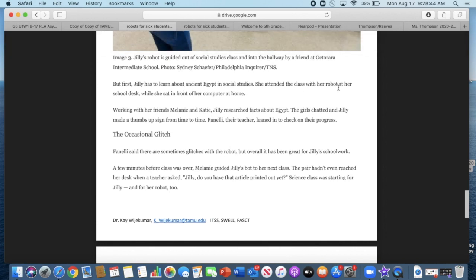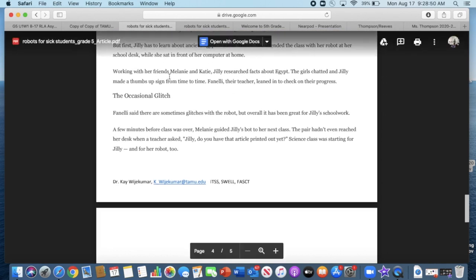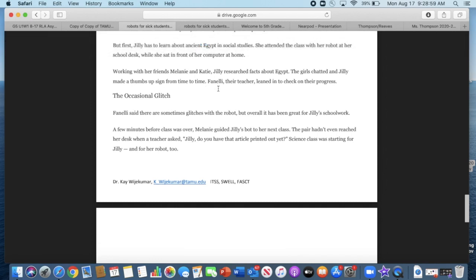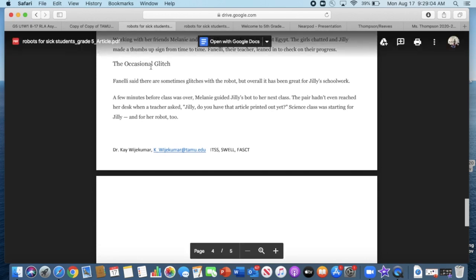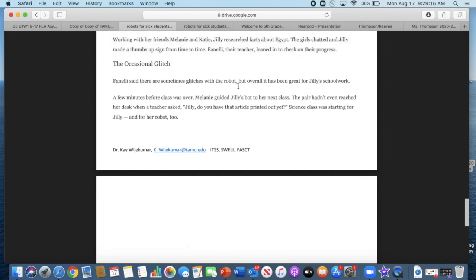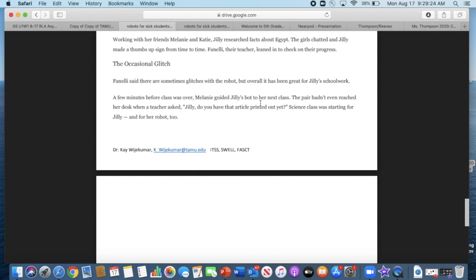She attended the class with her robot at her school desk, while she sat in front of her computer at home. Working with her friends, Melanie and Katie, Jilly researched facts about Egypt. The girls chatted and Jilly made a thumbs-up sign from time to time. Finelli, her teacher, leaned in to check on their progress. All right, it says the occasional glitch, and glitch was one of our vocabulary words. Keep that in mind as we read. What is a glitch? Finelli said there are sometimes glitches with the robot, but overall, it has been great for Jilly's schoolwork.